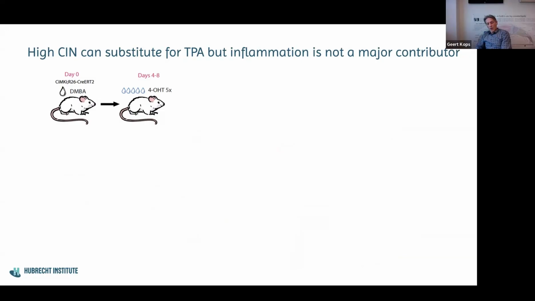So the first thing we thought is, well, maybe, and this of course has been reported by various other labs, it induces inflammation, and because this high SYN causes inflammation, maybe the inflammation helps the lower SYN cells to grow out sort of with a vengeance. So what we did is we took out the TPA from the protocol and just induced chromosomal instability to see if it could substitute for TPA.